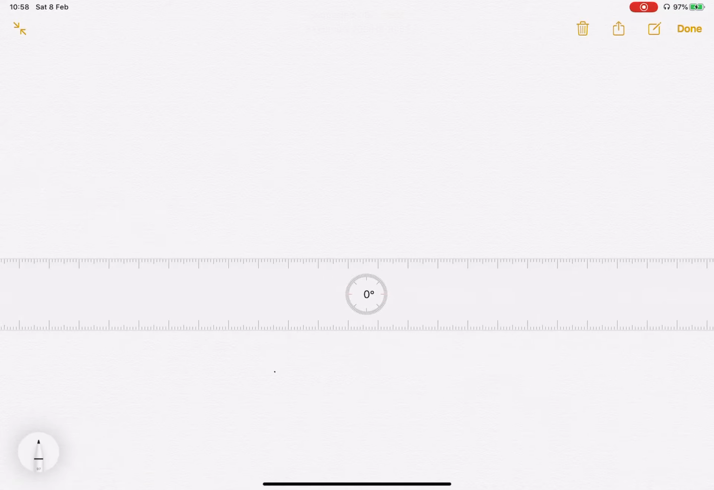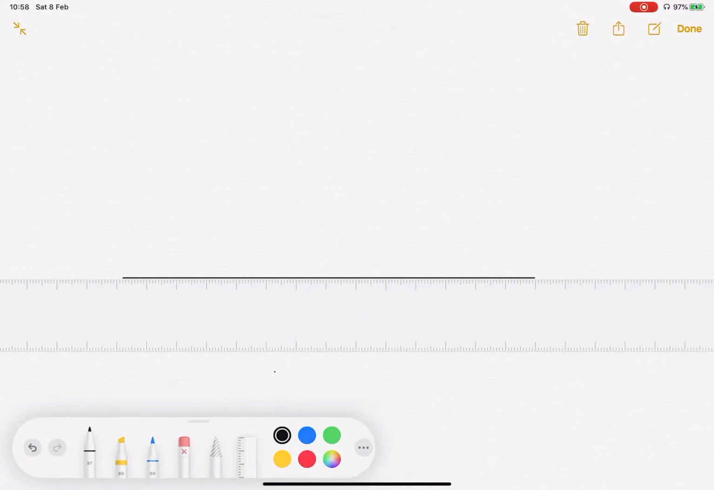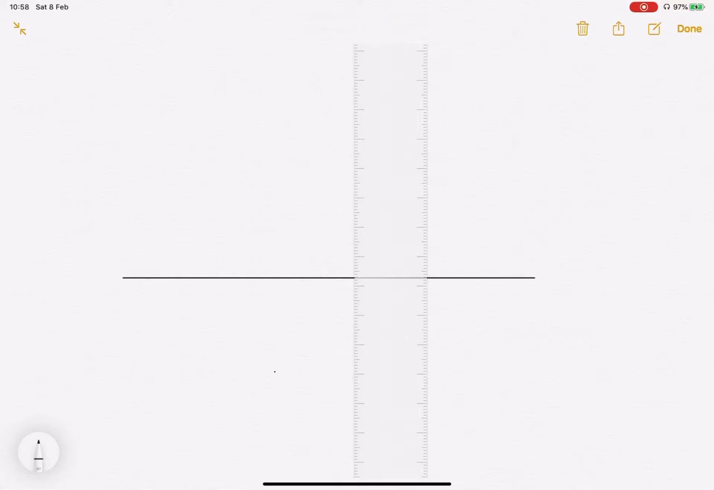So first of all, I'm just going to draw the graph of y equals x squared. Oh, I love my iPad.